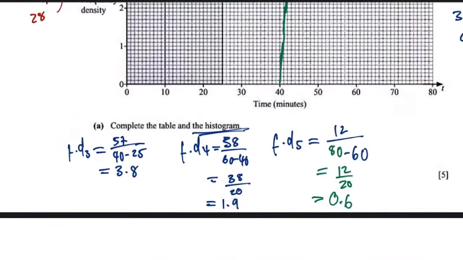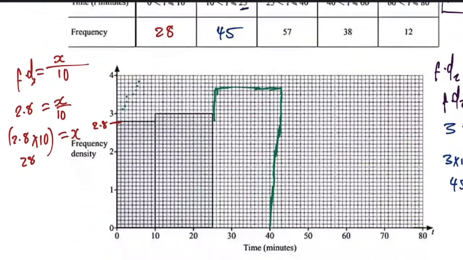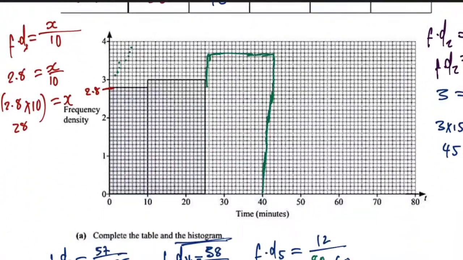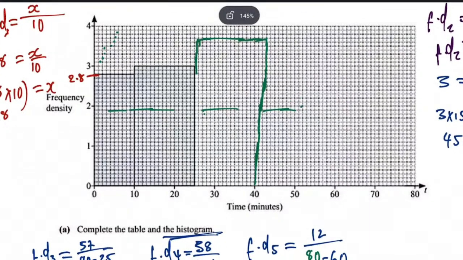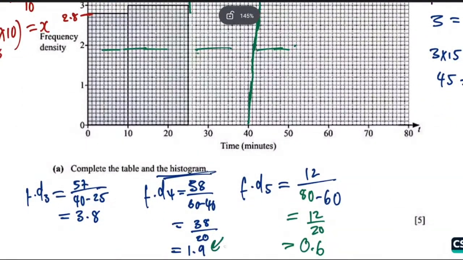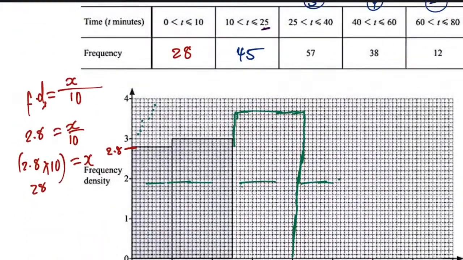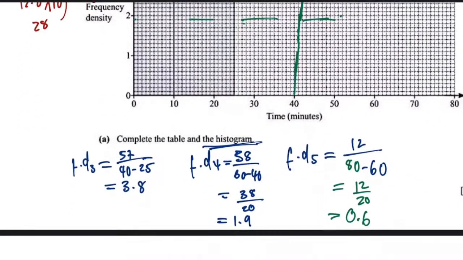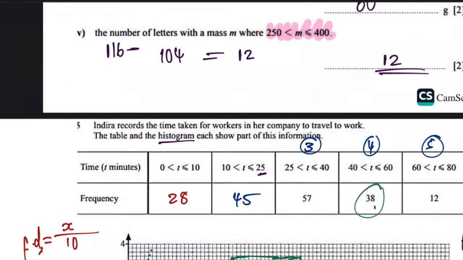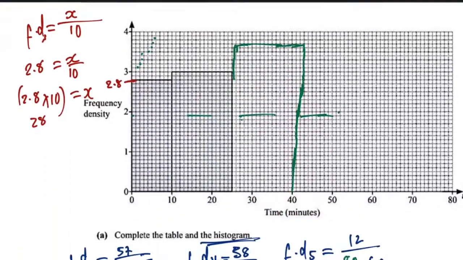Then here we have the next one, which is the fourth one. The fourth one is 1.9. So let's find it. We've got our 1.9, right? This is 1.9, and it came all the way across. And 1.9 is from what? Here, 40 to 60.